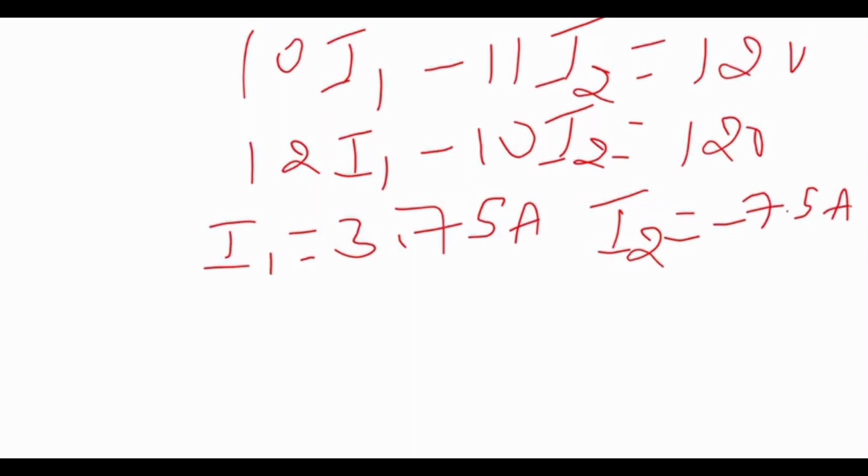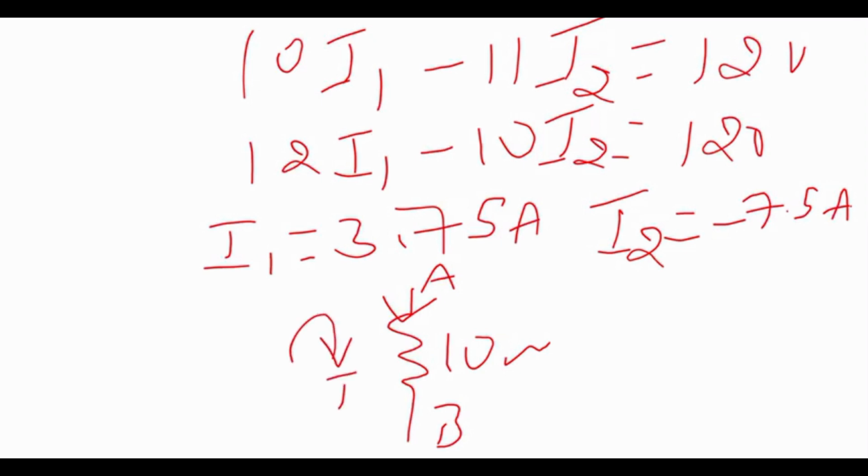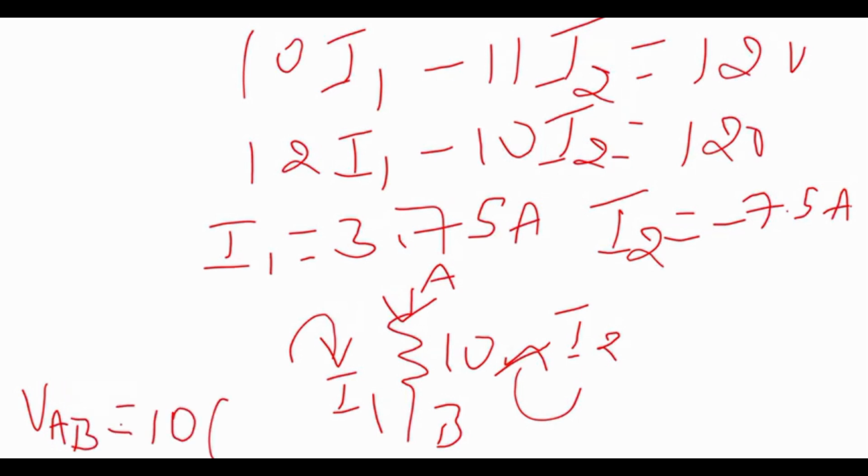Now we want to find the voltage drop across AB, that is the voltage drop across the 10 ohm resistor. This is A and this is B. So VAB we want, so the direction of current should be flowing from A to B. Now if you consider the current I1 is flowing like this and I2 will be flowing in the opposite direction. So your VAB will be equal to the resistance 10 into the two currents flowing through it, I1 minus I2.